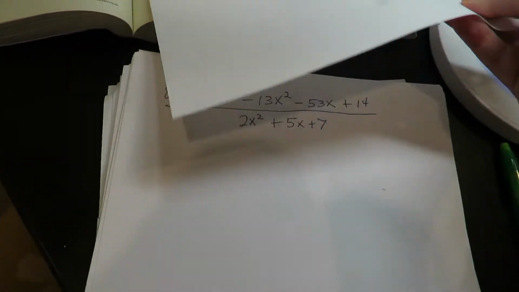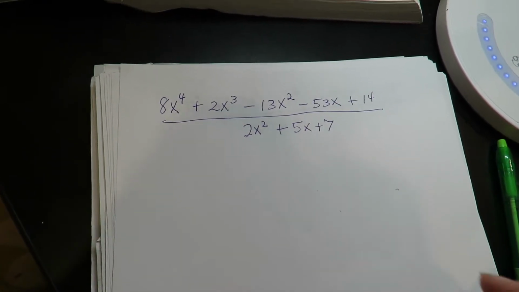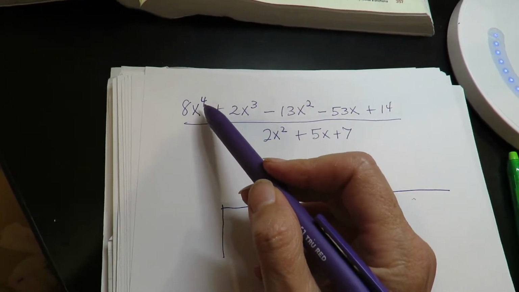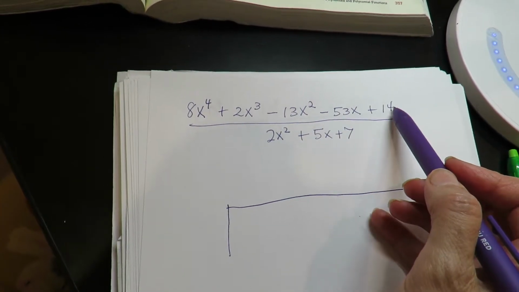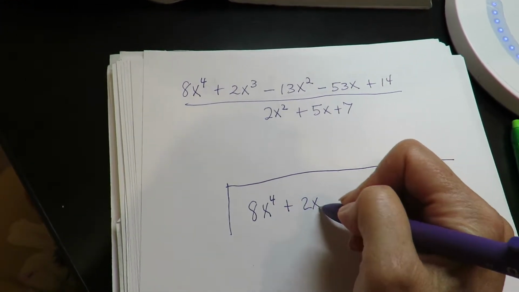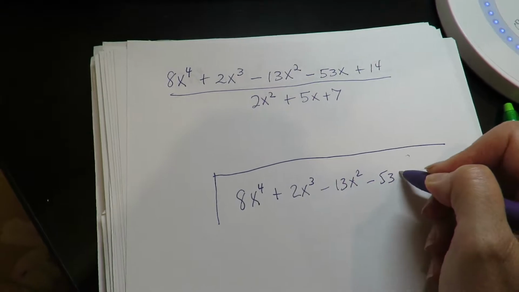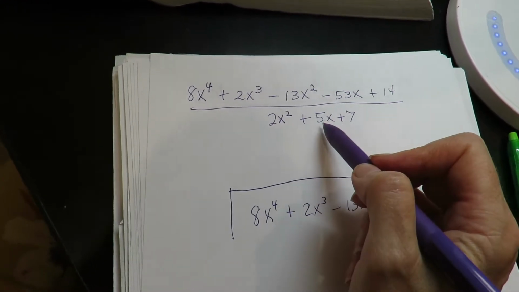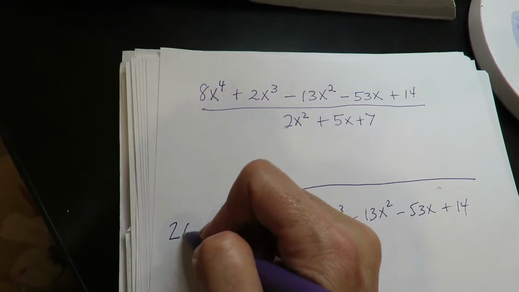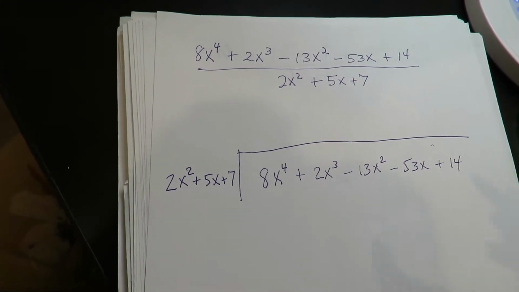Okay, let me see if I can squeeze another one in here while we're at it. Okay, wow, this one's a long one. The first thing your brain wants to look for is, is the dividend missing anything? Fourth degree, third degree, second degree, linear, constant. We're all good. We got all the parts. It doesn't need a gap or a zero. Now the divisor isn't missing anything either. Quadratic, linear, constant. Alright, so let's get started.